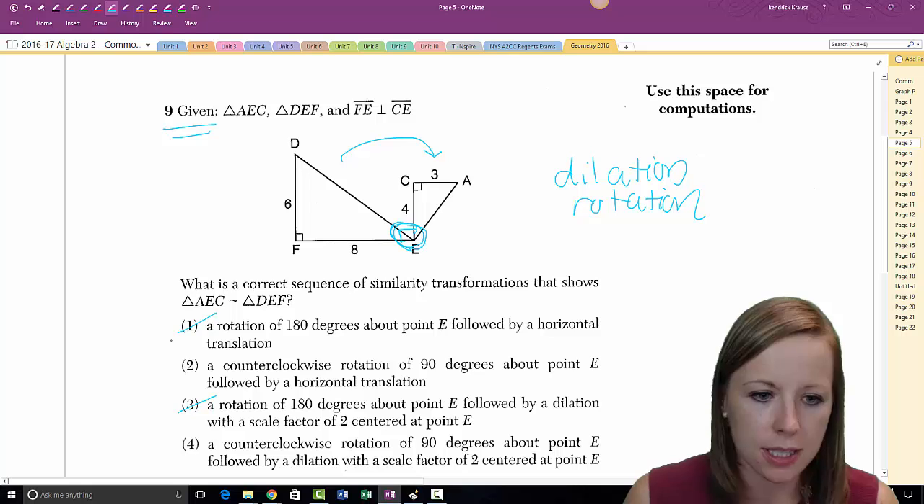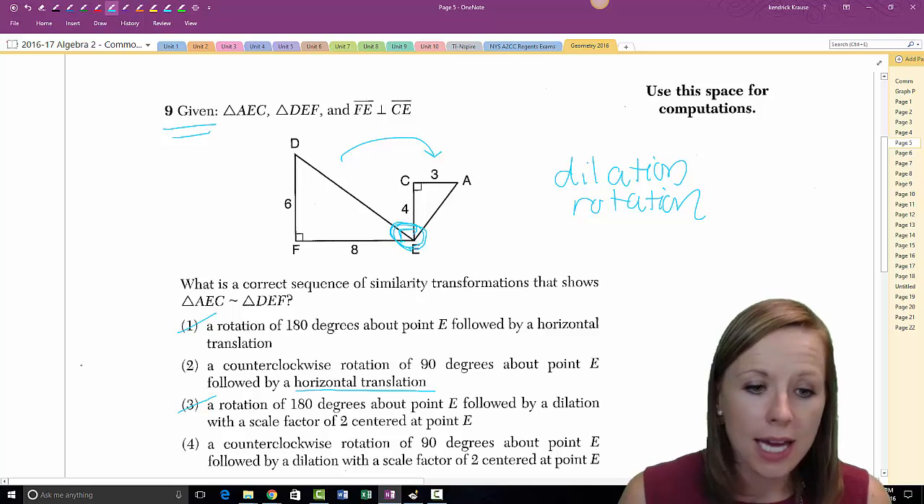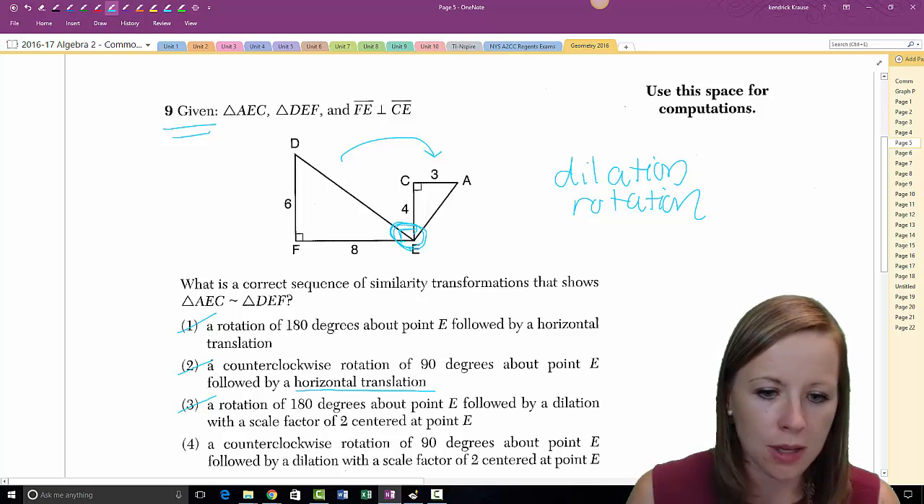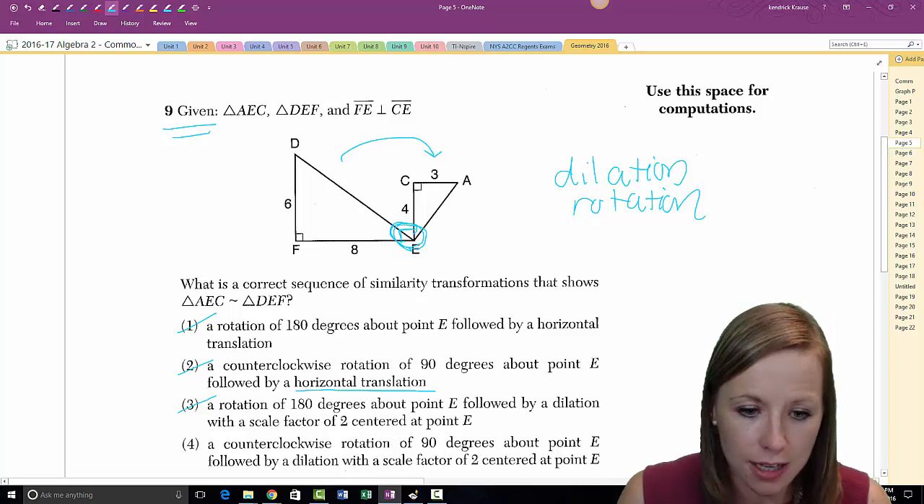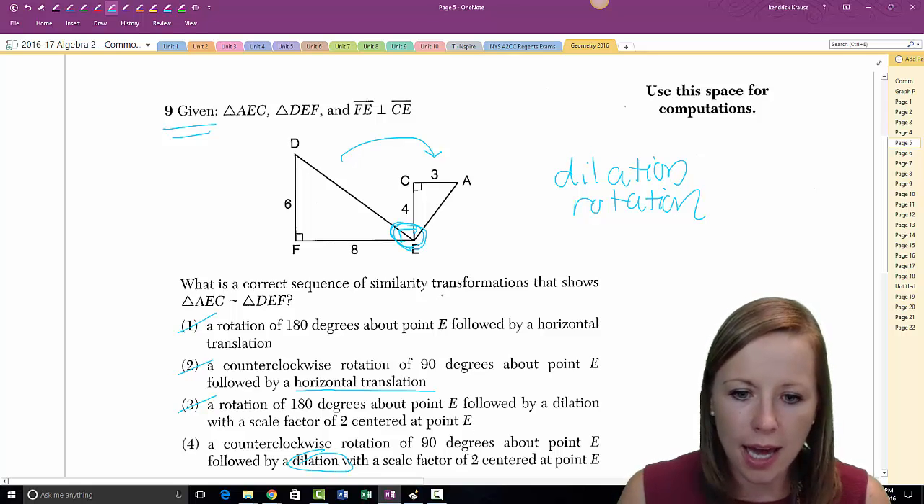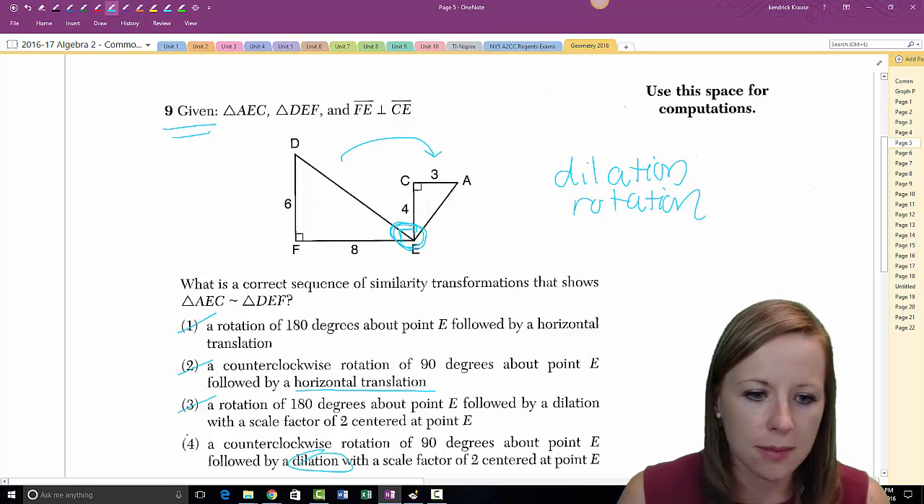So I'm looking at here. It says a counterclockwise rotation of 90 degrees followed by a horizontal translation. Did it move left or right? No, it didn't. So it's not a translation. I'm looking for dilation. So a counterclockwise rotation of 90 degrees about point E, followed by a dilation, there's the word I was looking for, with a scale factor of 2, centered at point E. Got it. Nailed it. So it's got to be choice 4.